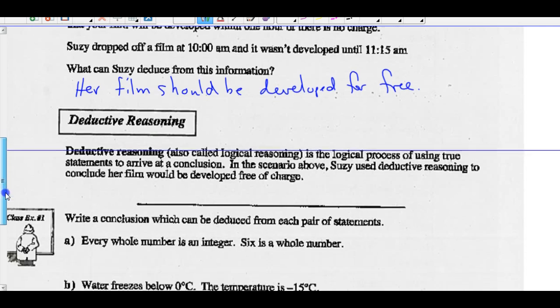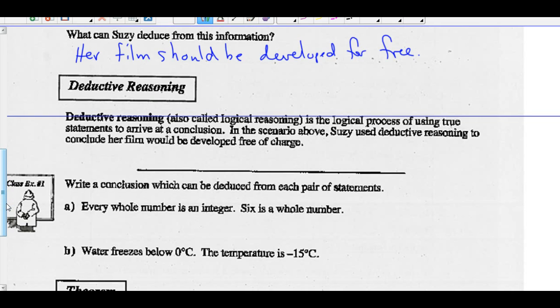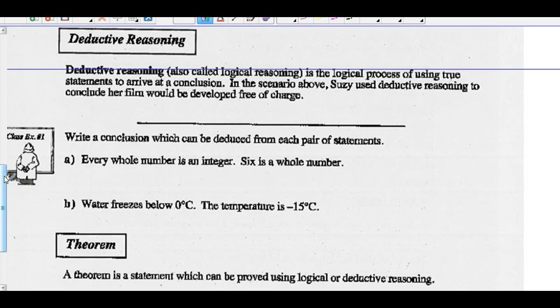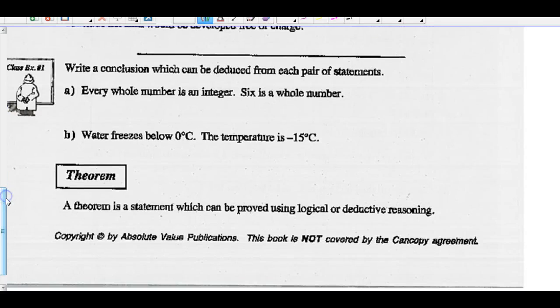Deductive reasoning, or logical reasoning, is the logical process of using true statements to arrive at a conclusion. In the scenario above, Susie used deductive reasoning to conclude that her film should be developed for free. Example 1 then: write a conclusion for each of the following statements based on deductive reasoning. Every whole number is an integer. 6 is a whole number. Based on these two statements, 6 should then be called an integer.